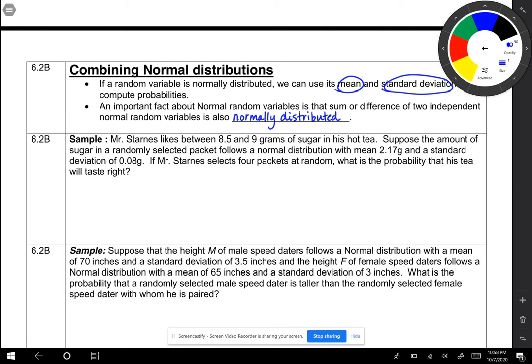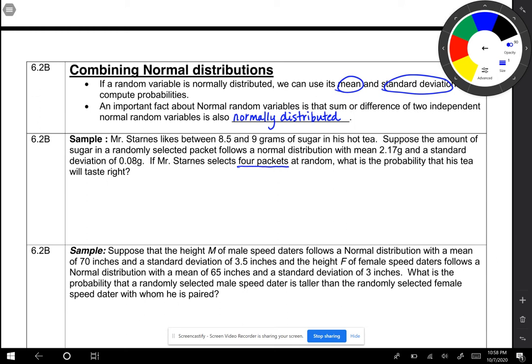Here's a sample example. Mr. Starnes likes between 8.5 and 9 grams of sugar in his hot tea. Mr. Starnes is one of the authors of the textbook, and I met him, and he's super nice. Suppose the amount of sugar in a randomly selected packet follows a normal distribution with mean 2.17 grams and a standard deviation of 0.08 grams. If Mr. Starnes selects 4 packets at random, what is the probability that his tea will taste right?